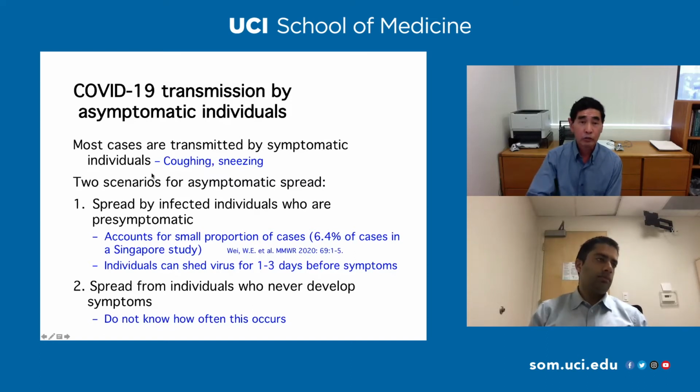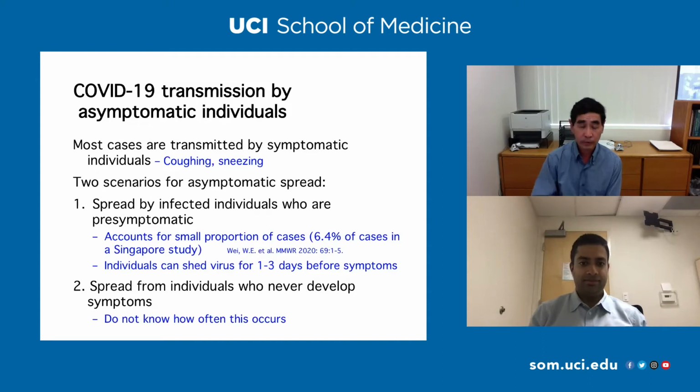But there are two scenarios for asymptomatic spread. So we've talked about the pre-symptomatic spread. These would be individuals who are going to have symptoms, but again, for 1 to 3 days before they have symptoms, they can be producing virus, shedding virus, and that virus can be spread to someone else. So this is a form of asymptomatic spread during the pre-symptomatic period of an individual. And in a study in Singapore, about 6.4% of cases could be attributed to pre-symptomatic spread, so a small proportion of cases.